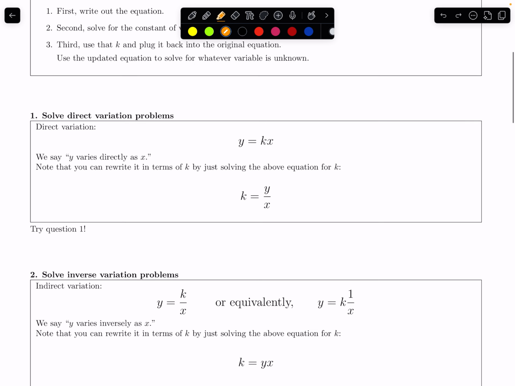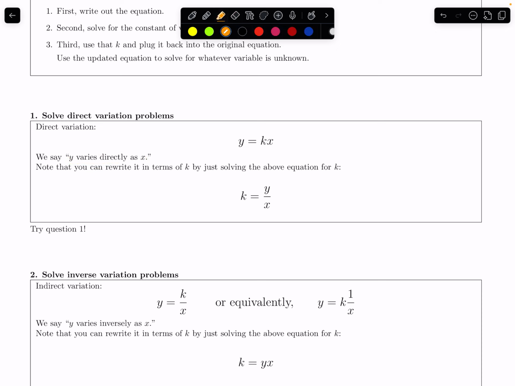Let's talk about number 1, direct variation problems. Starting with y equals kx. That's the standard form for direct variation. Again, k is the constant of variation. It's a constant because it doesn't change. It's not a variable. Once you figure it out, that's just the number it always is. We read this as y varies directly as x. Sometimes I've heard it read as y varies directly with x, but as is the more standard reading.